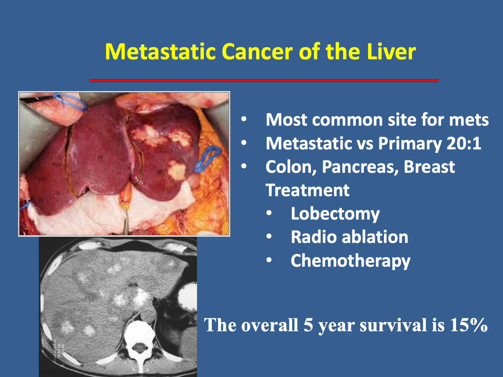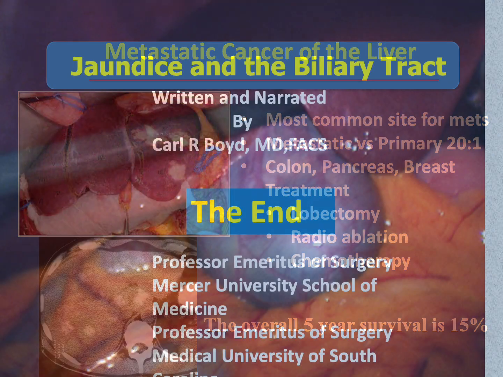If the primary is slow growing and the metastases are confined to one lobe, lobectomy resection can be done. Other means of control include radioablation. And most will receive chemotherapy. The overall 5-year survival is 15%.